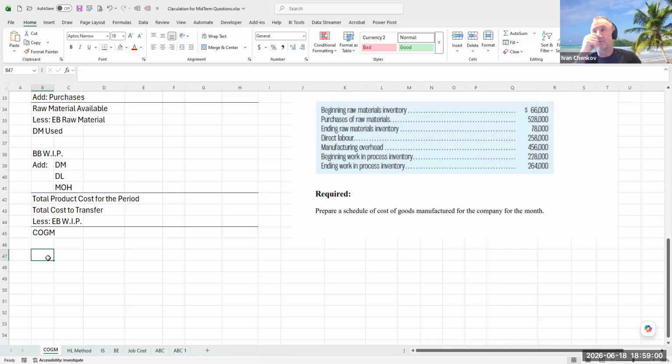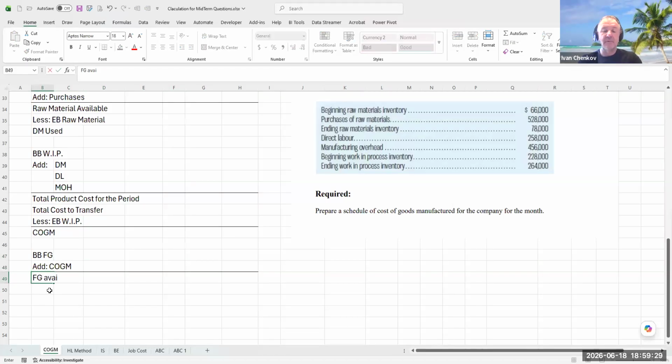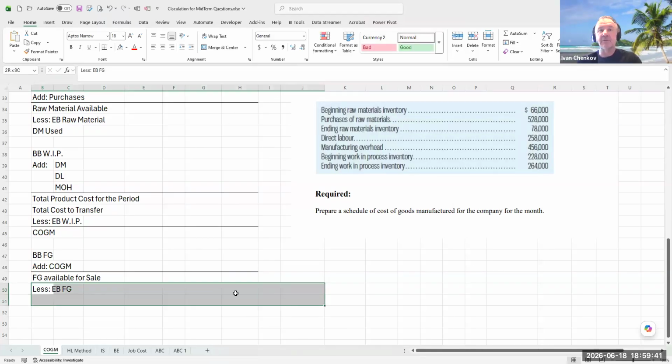Now, if you want to find out what's the cost of goods sold, we have to use the same calculation. Beginning balance plus what's coming in minus the ending balance is going to give you what's going out for the finished goods. So we're going to start with the beginning balance of the finished goods, and then we have to add the cost of goods manufactured. Once we add the cost of goods manufactured, we're going to have finished goods available for sale. Once we deduct the ending balance of the finished goods, we're going to get cost of goods sold.